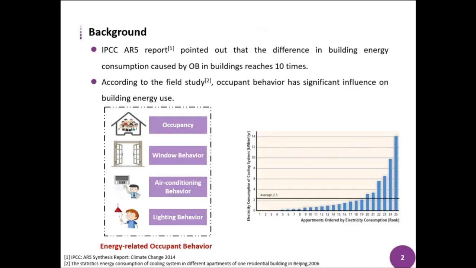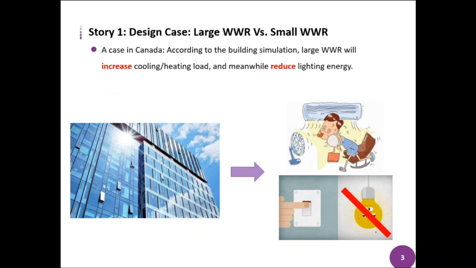Driven by occupant behavior diversity, we have reached around 10 times energy difference. That's caused a big variation in energy usage between buildings in China. And according to a lot of the field tests, if you compare your energy bill with your neighborhood, the energy consumption is very significantly influenced by how you use the air conditioning and lighting systems. In a lot of cases we would like to tell the story.